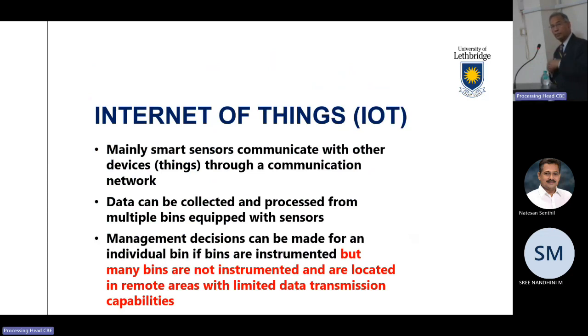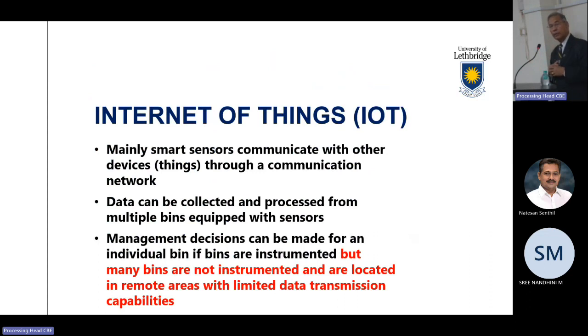Data can be collected and processed from multiple bins equipped with sensors at a single location using the Internet of Things, and management decisions then can be made for an individual bin if bins are instrumented. But as I said, all bins cannot be instrumented and are not instrumented. Because these are not instrumented, you cannot make those decisions without instrumentation. And many bins are located in remote areas where there is not enough data transmission capability. So again, you could not make the decisions. And that's where the mathematical models can play a role.